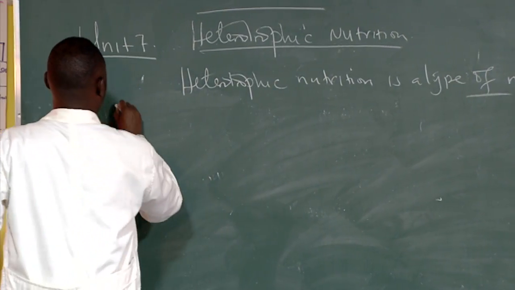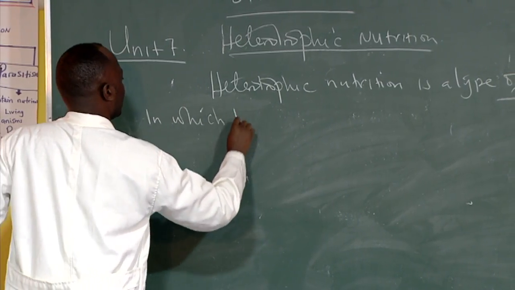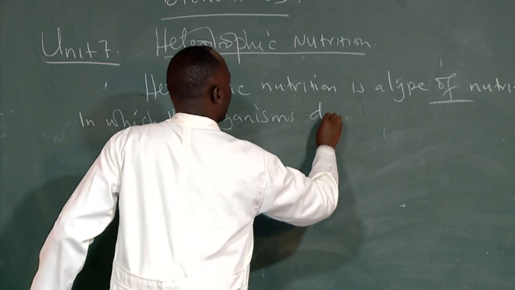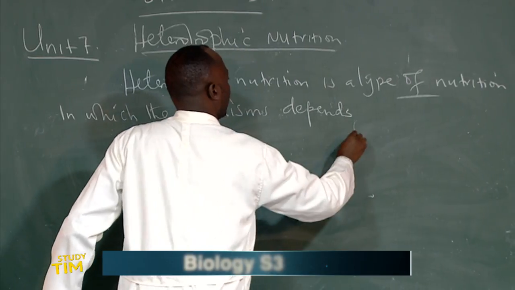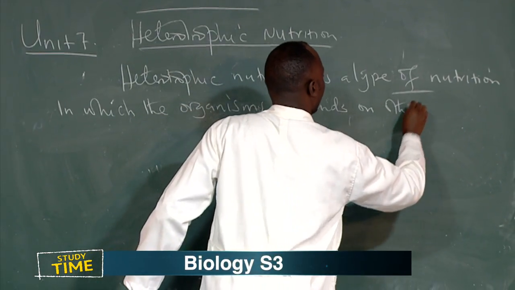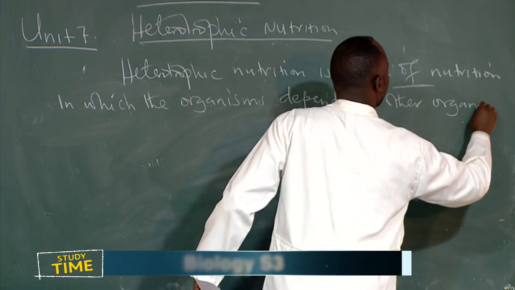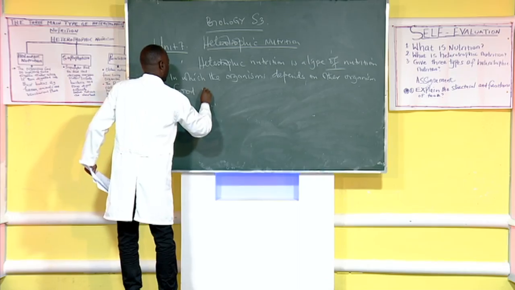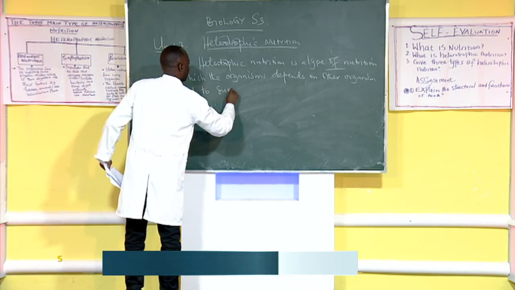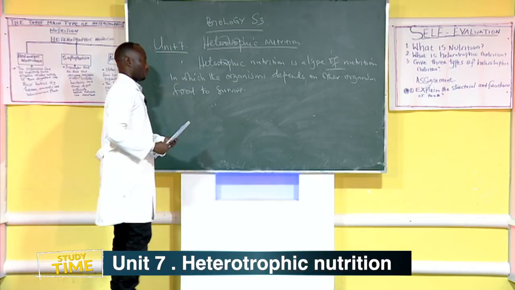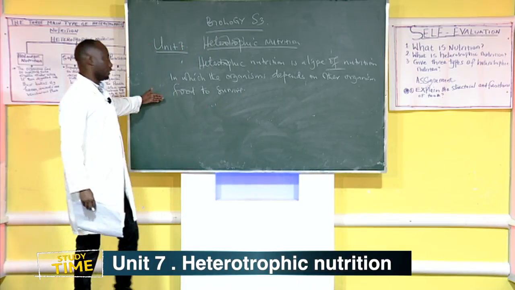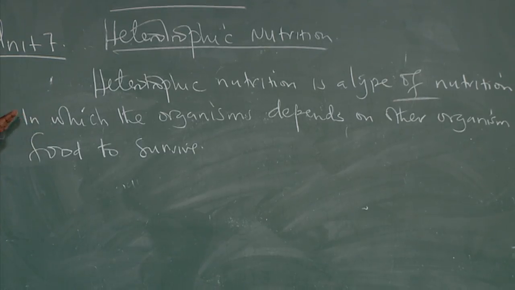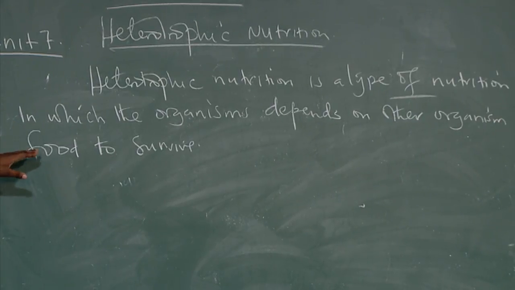In which organisms depend on other organisms for food to survive. That is the definition. The definition of heterotrophic nutrition is a type of nutrition in which an organism depends on other organisms for food to survive.